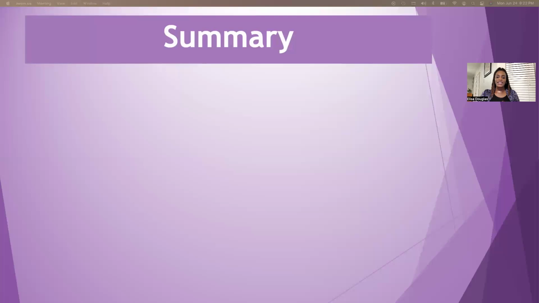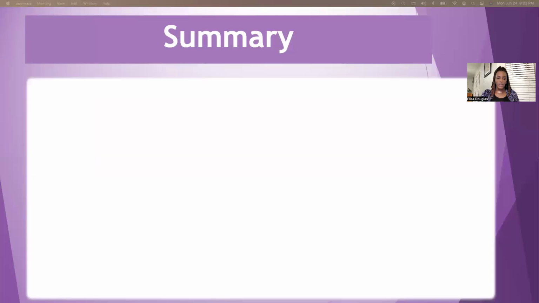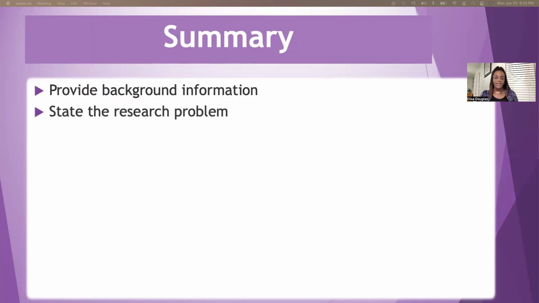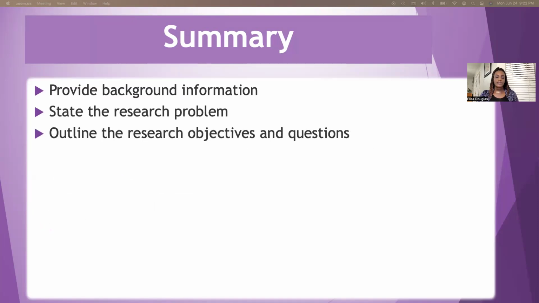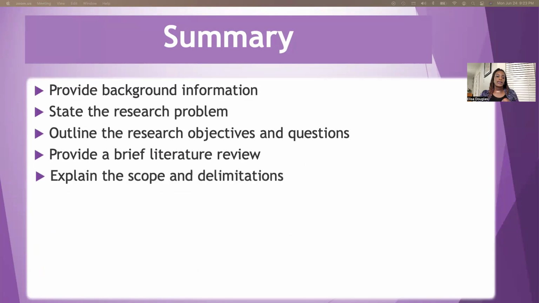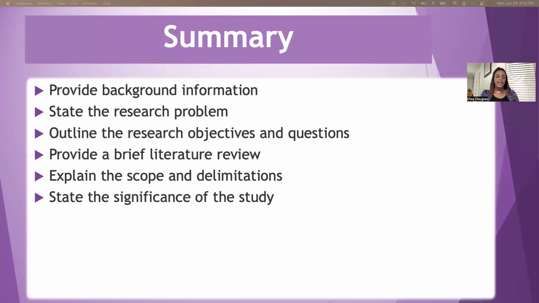All right, guys. So in summary, I want to share with you again these 8 steps plus the final tips, okay? So you want to provide background information. Secondly, you should state the research problem. The third step is to outline the research objectives and the questions. Then you should provide a brief literature review. So explain the scope and the limitations related to your study, and then state the significance of your study. Why is your study important? Why are you conducting your study on that particular topic? Then outline the structure of your paper.